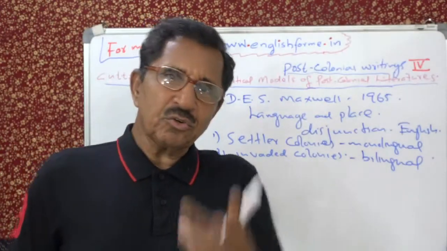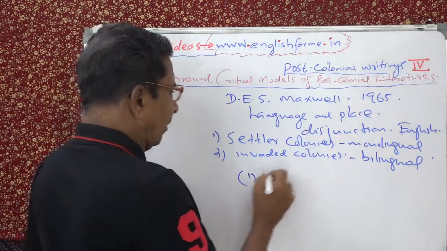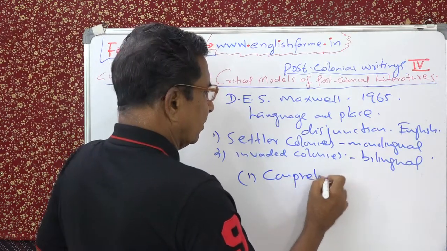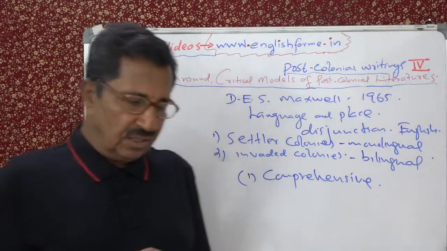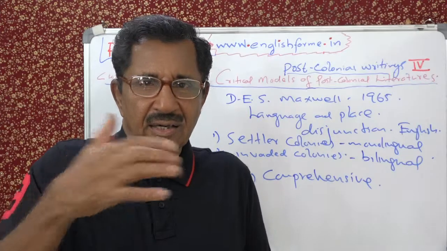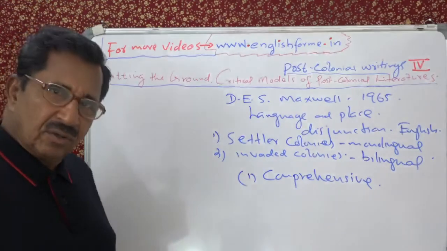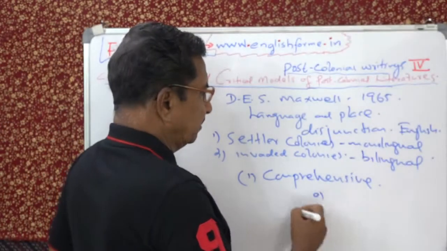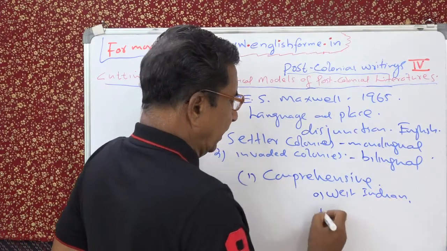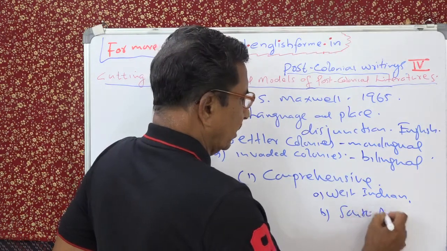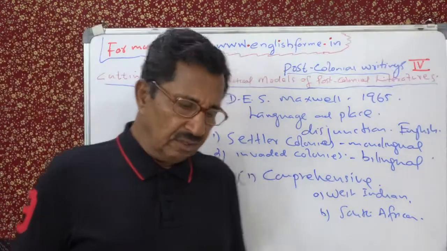So this is the summary of what D.S. Maxwell says. But there are two points of criticism. One is that it is not sufficiently comprehensive. Comprehensive means you cannot bring all the colonies or all the post-colonial societies under this model. There are two post-colonial societies particularly that you can see. One is the West Indian experience, West Indians, and the other is South African. So this is one point of criticism, that the model is not comprehensive.